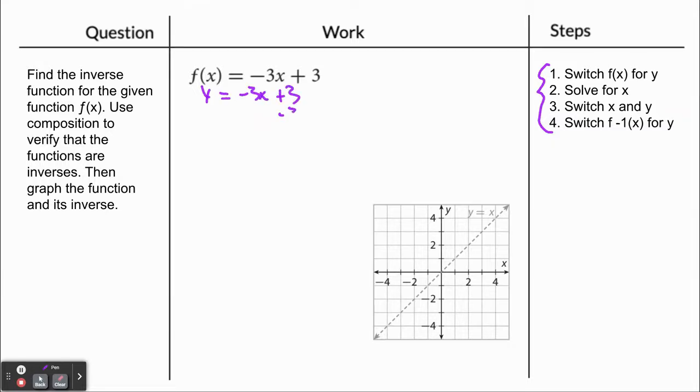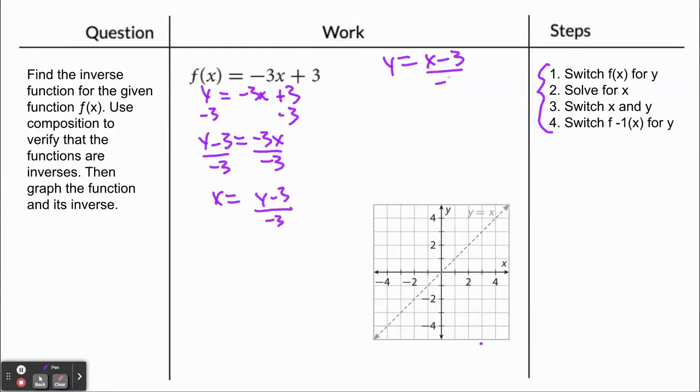Now I'm going to solve for x here, which ends up giving me x equals y minus 3 over negative 3, which is going to give me y equals x minus 3 over negative 3, which gives me my inverse of x minus 3 over negative 3. So now I have my inverse.